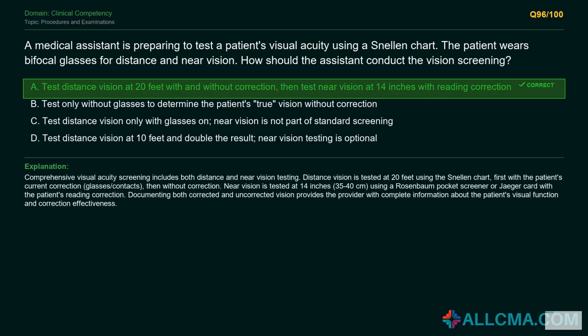The correct answer is A. Comprehensive visual acuity screening includes both distance and near vision testing. Distance vision is tested at 20 feet using the Snellen chart, first with the patient's current correction, glasses/contacts, then without correction. Near vision is tested at 14 inches, 35 to 40 centimeters, using a Rosenbaum pocket screener or Jaeger card with the patient's reading correction. Documenting both corrected and uncorrected vision provides the provider with complete information about the patient's visual function and correction effectiveness.